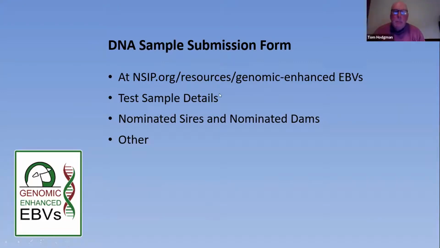So if we could move on to talking about the submission form, in case no one has seen that. The submission form, Rusty has it up on the NSIP website right now. As you know, it has multiple tabs on it, including the issues related to the test sample itself, and then this whole nominated sires, nominated dams concept. Rusty, would you be willing to walk people through that, and I can try and share a copy of that, or you can try and share a copy of it?